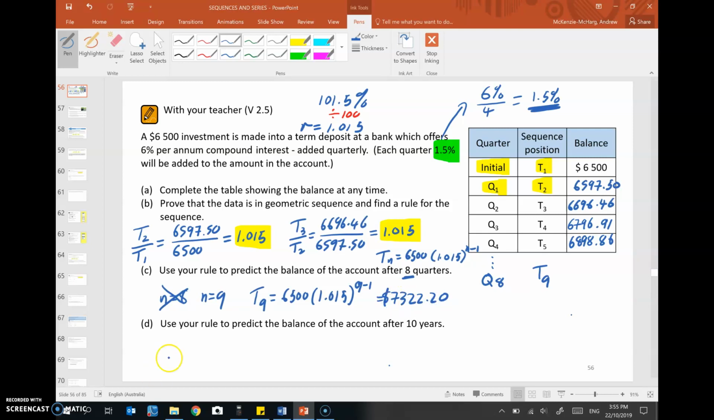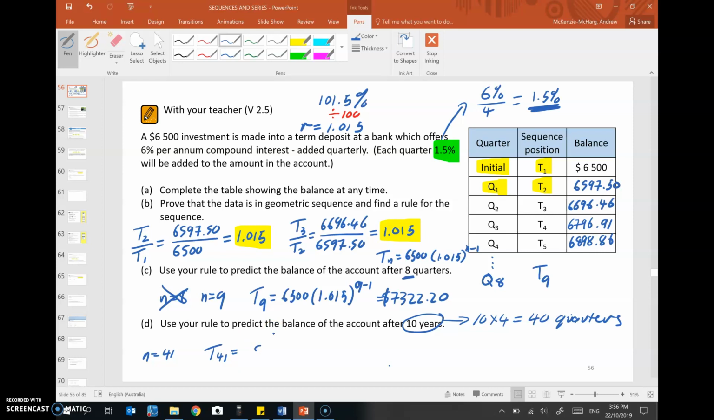Okay, you might want to pause now and try D on your own. Just watch out for that offset between the number of quarters and the position in the sequence. Right, so with 10 years, that is 10 by 4 quarters per year, 40 quarters. And of course, that means that n equals 41. So that's what we're putting to find term 41.